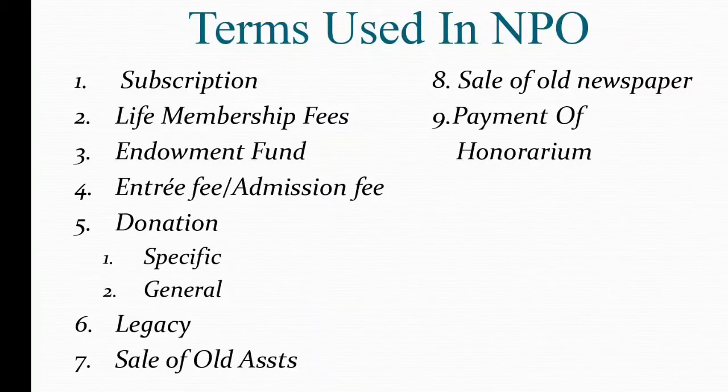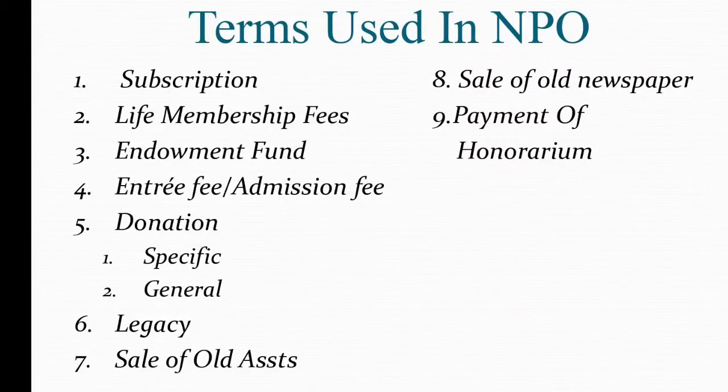So these donations are considered capital nature transactions and are shown on the liability side of the balance sheet. General donations are those received for any general purpose. It means there is no specific work for these donations, so they can be utilized for any work. These donations are received by the organization regularly throughout the year, so they are considered a revenue nature transaction and are shown on the credit side of the income and expenditure account.